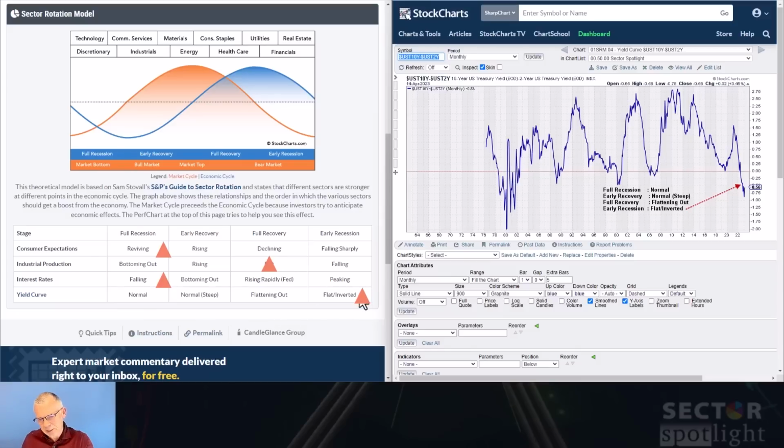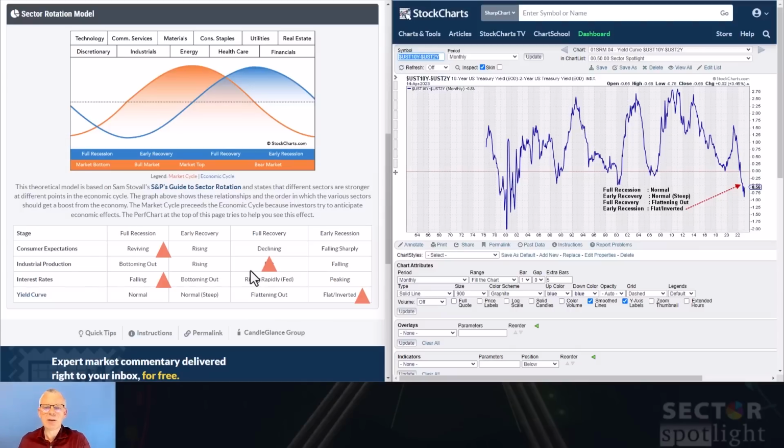So I'm going to put this like flat inverted, moving to normal, which means that the weight of the evidence is more towards the left-hand side of the cycle. So full recession, early recovery, with industrial production being the outlier with a flat reading.